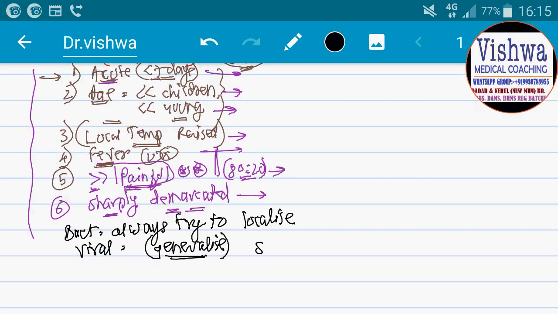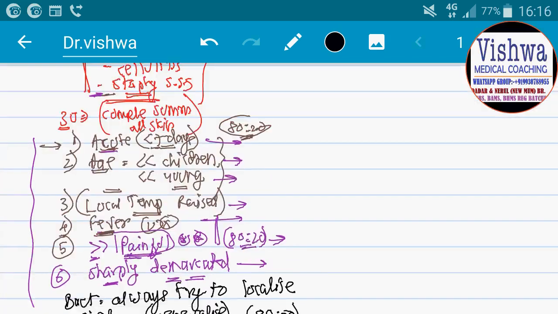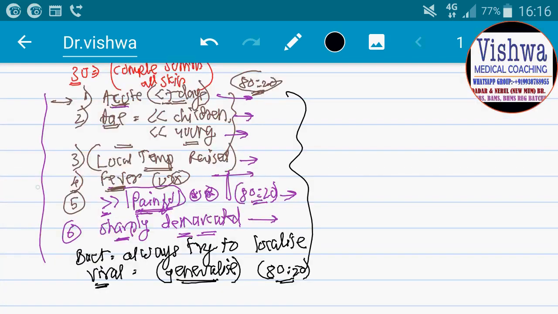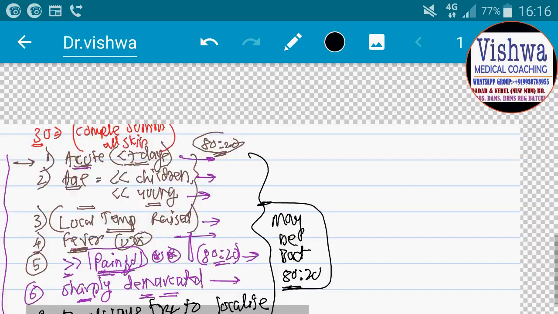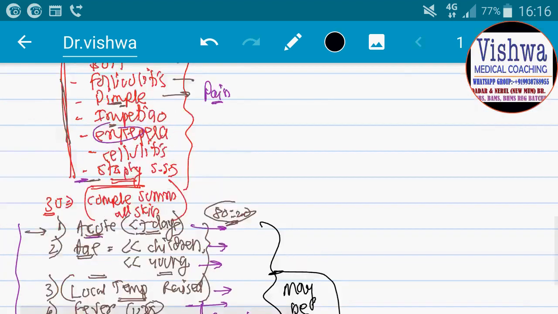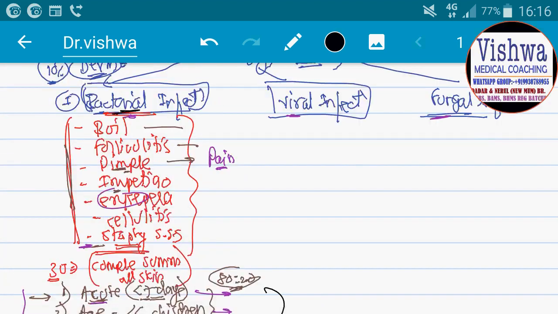Usually, again, it is an 80-20 rule. So if these are the features of any bacterial infection, I am not saying it is always a bacterial infection. Possibility is 80-20. It is not like if it is painful, it is always bacterial. But 80% of times it can be bacterial. So this is what becomes a summary of a bacterial infection.